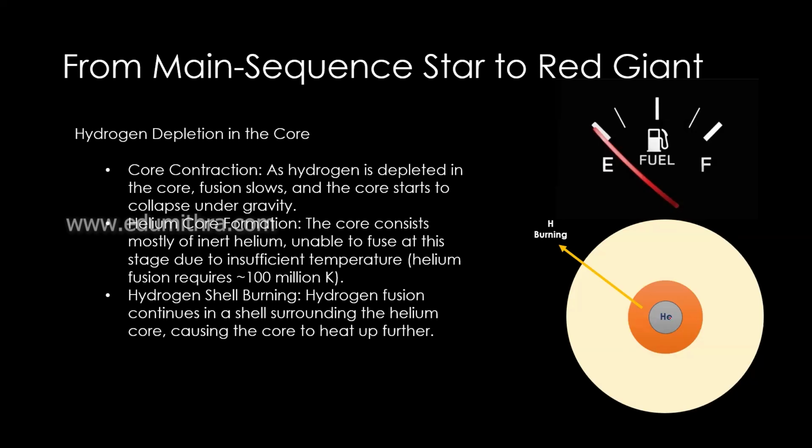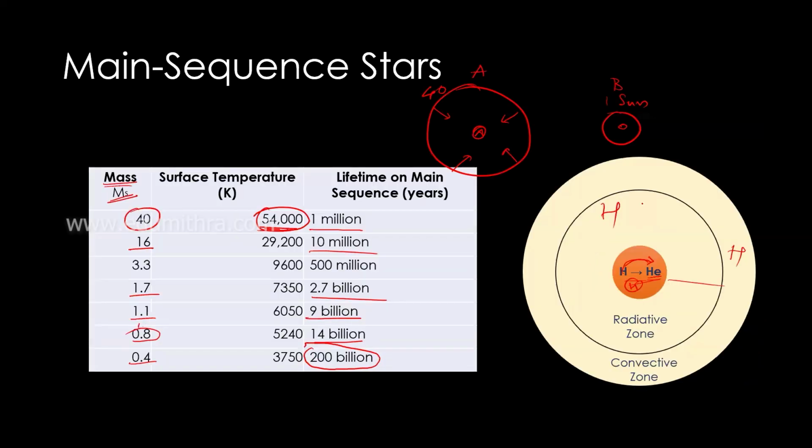So what will happen? It completely becomes helium. And now what is the problem? When it has completely become helium, there is no energy generation. So hydrogen is complete. We are out of fuel. Simply, we are out of fuel. Out of fuel means there is no energy outward. No energy outward means the gravity is dominating.